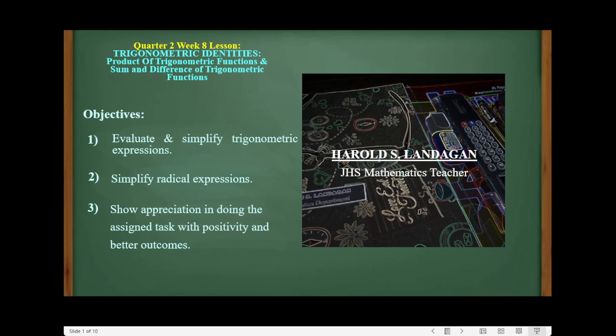For our trigonometry, I'm going to discuss the last set of identities. These are products of trigonometric functions together with sums and differences of trigonometric functions. After watching the video, you should be able to evaluate and simplify trigonometric expressions and simplify radical expressions.